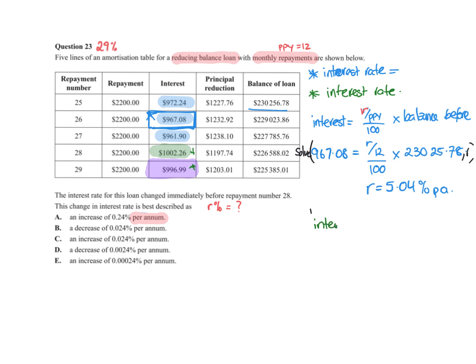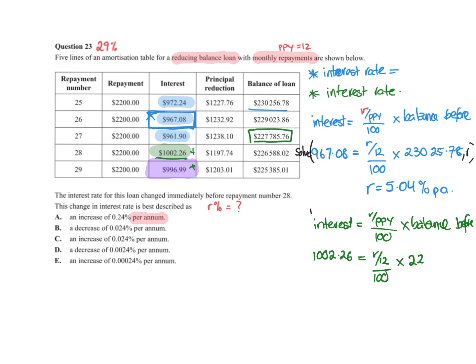And now I know it changed, so now I've got to find the green interest rate. Still using the same formula, but obviously the rate changed. So I'm going to use this interest. I'm going to say 1002.26 equals R over 12 over 100. It was still monthly. And I'm going to times the balance before, which is this balance here, so times 22785.76. And you can do the solve again. I'm going to find out what R equals in the green scenario.